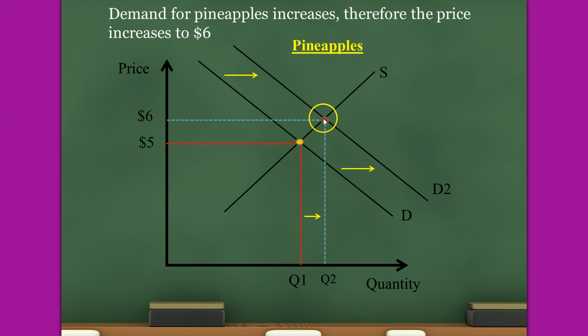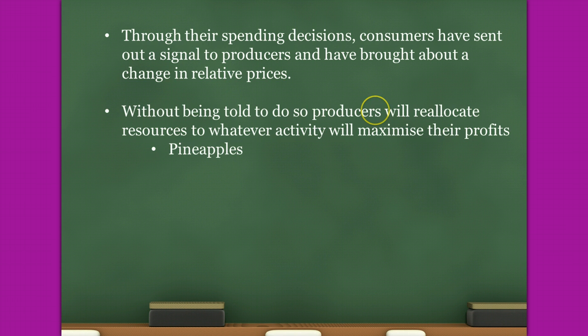Consumers have decided they want more pineapples because their bald men can get their hair back. Suppliers are now going to change their resource allocation decisions and say we're going to move away from bananas and into pineapples because consumers are willing to pay $6. Everybody's happy, particularly producers. Their profitability has increased because their costs have remained the same. Remember that, that's what we're talking about, relative prices. We're comparing. Without being told to do so, producers will reallocate resources into pineapples in order to maximise their profits.